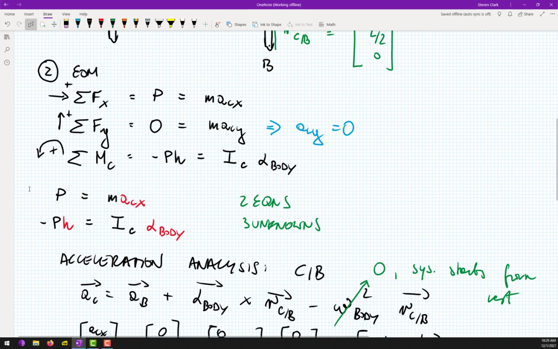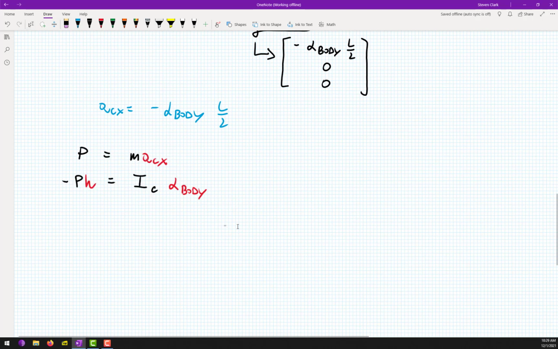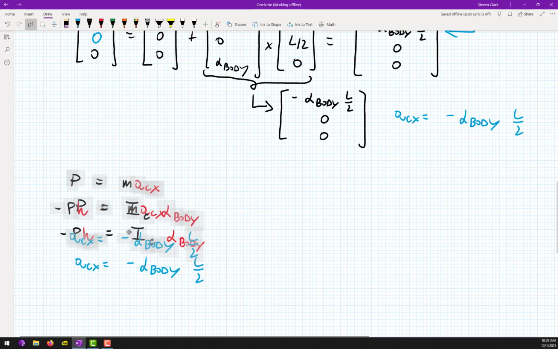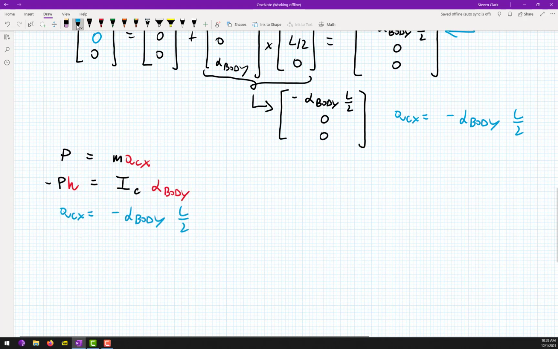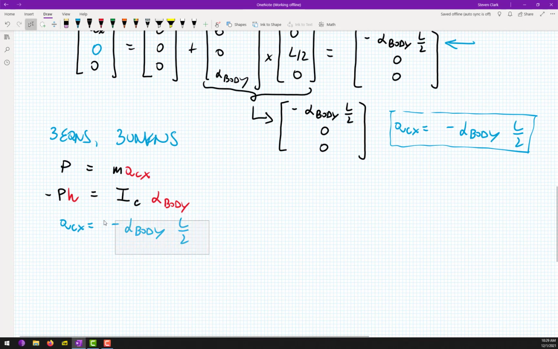So we can copy these guys. We can copy this guy here. And all of a sudden, we have 3 equations and 3 unknowns. And I have no doubts, guys, that you know how to do it. So these are 3 equations and 3 unknowns.